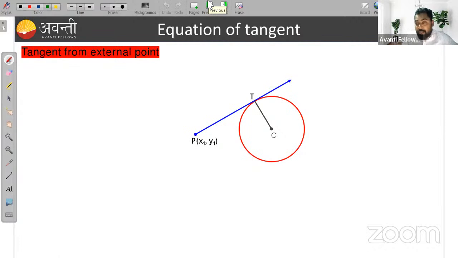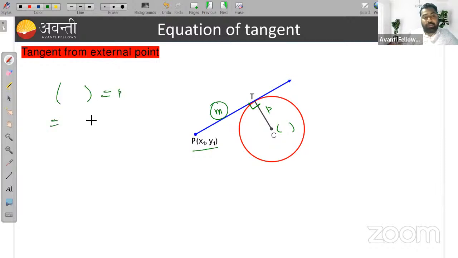Tangent from an external point. Suppose a point is lying outside a circle. You have a point which is lying outside the circle, and you know the coordinate of that point. And if you are asked to find the equation of tangent, how can you find? Suppose I'm taking the slope of this line as m, then you know the center, and you know the perpendicular distance. So by using the perpendicular distance, suppose it becomes something is equal to p.